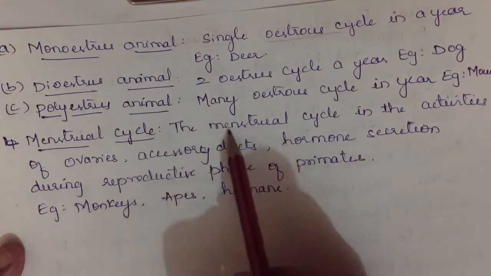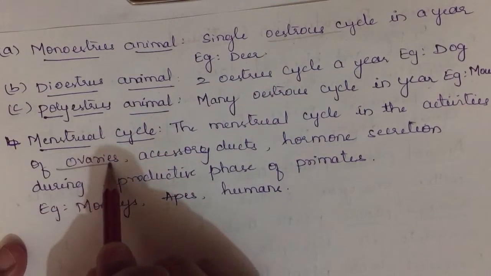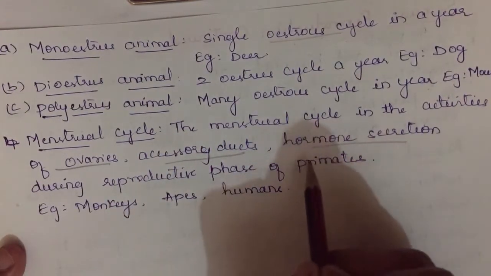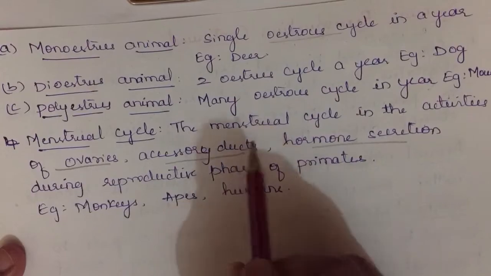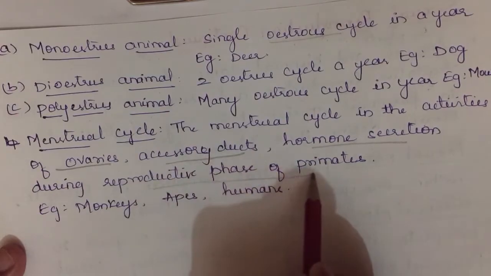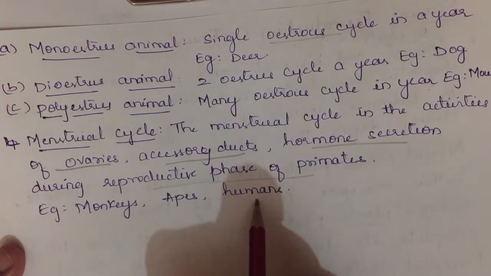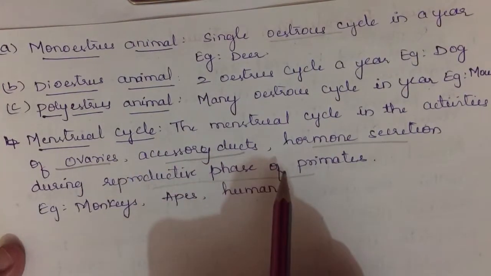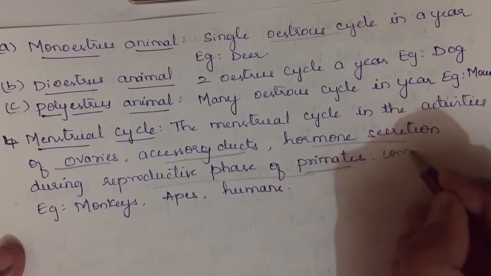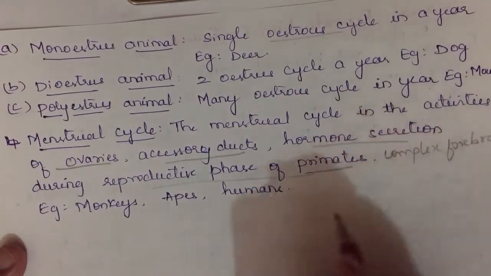Next one we have is menstrual cycle. The menstrual cycle is the cyclical changes in the activities of ovary, accessory ducts and hormone secretion, same as what we said for estrous cycle. The activities of ovary, accessory ducts and hormone secretion during reproductive phase of primates are getting altered. Examples: monkeys, apes and humans. Now this menstrual cycle is continuous. This menstrual cycle is present in primates which have complex forebrain.